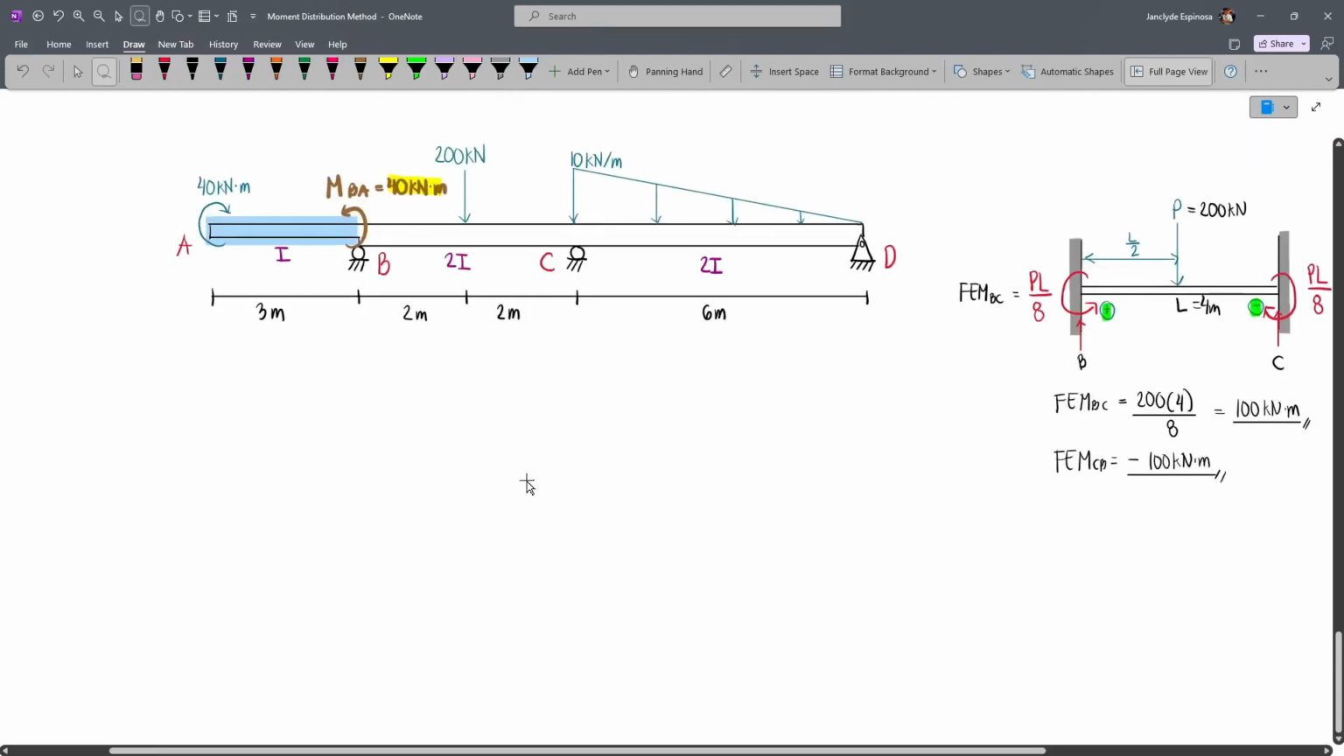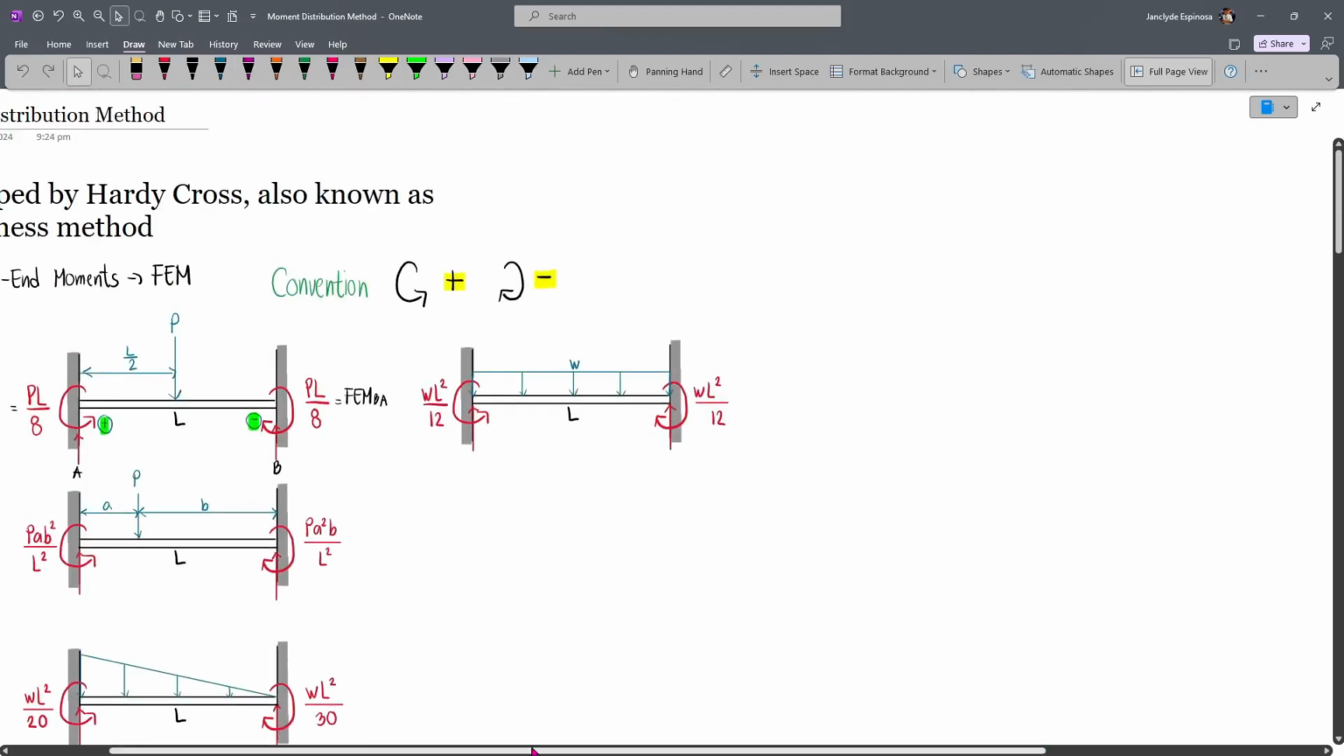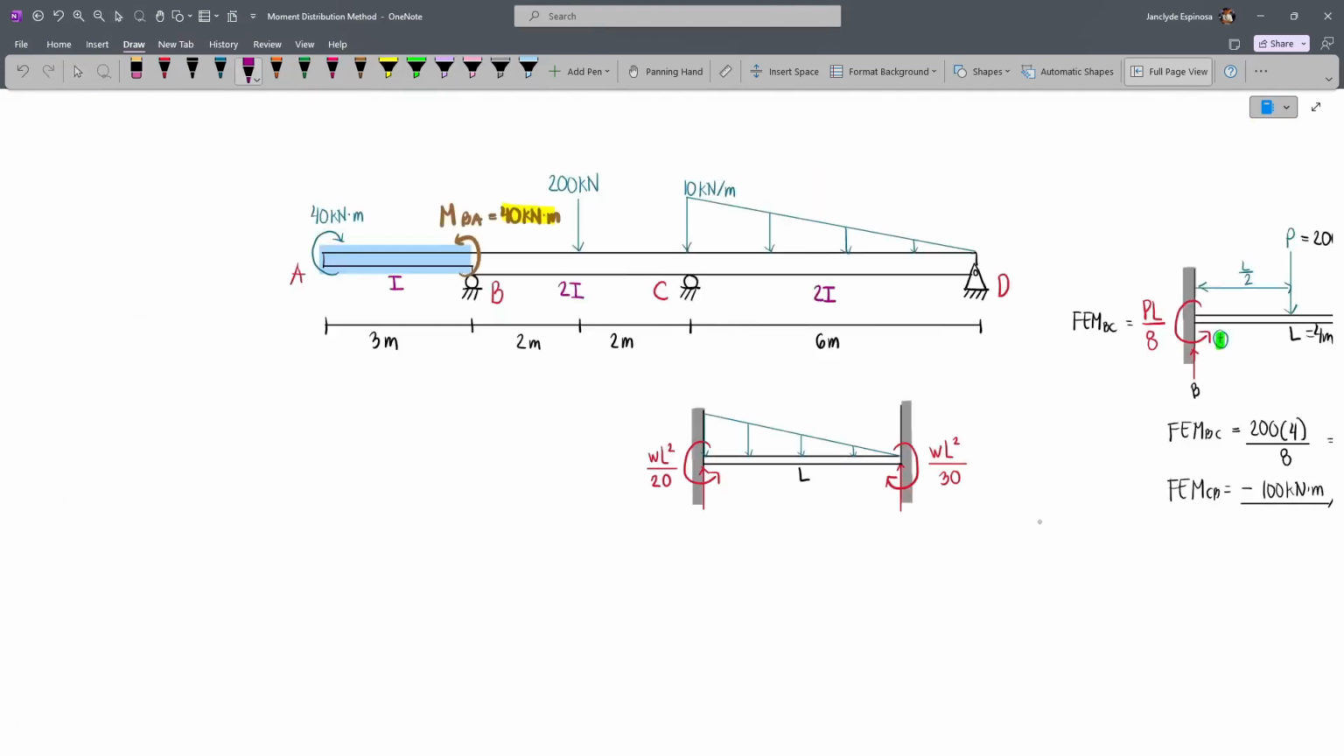Maybe here. Now, here we go to CD. Now, we have a triangular load. And so, going back here, we can actually use this one. Since we have the same orientation, this is what we will use. So this is 6 meters, the length of CD. And so this is point C and this is point D. And then our load is 10 kN per meter. And so we have this formula.